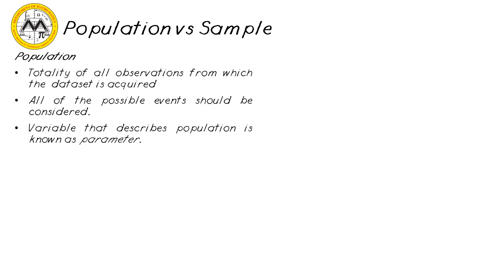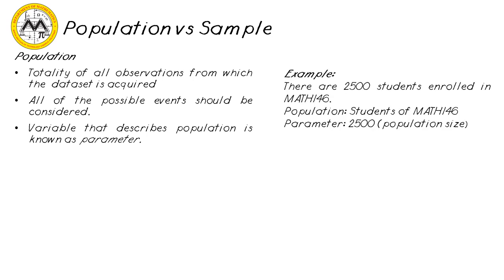Now, in data gathering, if you collected the data from the entire population, it would be a population data, and all variables are considered. The value you're going to get from a population data gathering would be a parameter. An example would be: there are 2,500 students enrolled in Math 146. So the population are the students in Math 146 and the parameter is 2,500.